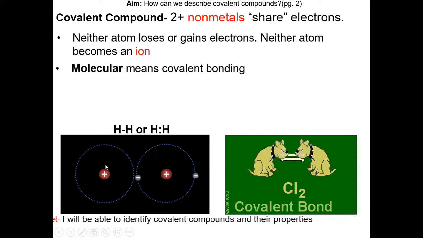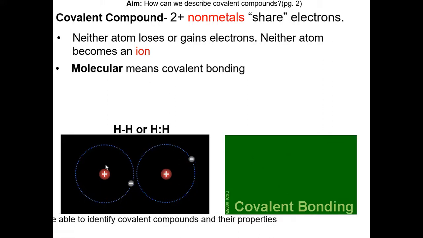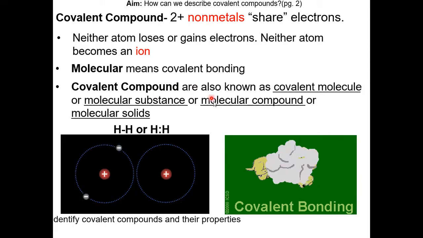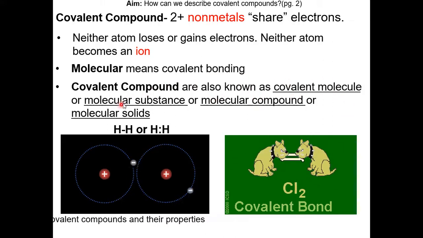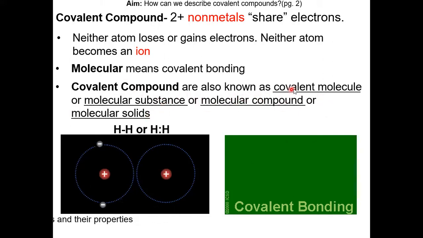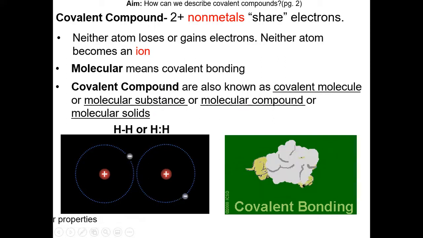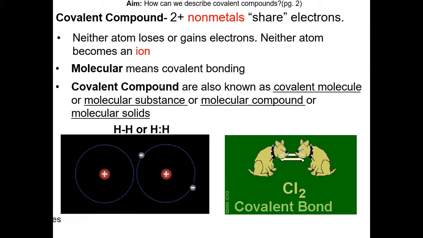If you see the word molecular, it means covalent bonding. So covalent compounds are also known as covalent molecules, molecular substances, molecular compounds, or molecular solids. If you see these terms, they are used interchangeably and they basically mean the same thing.